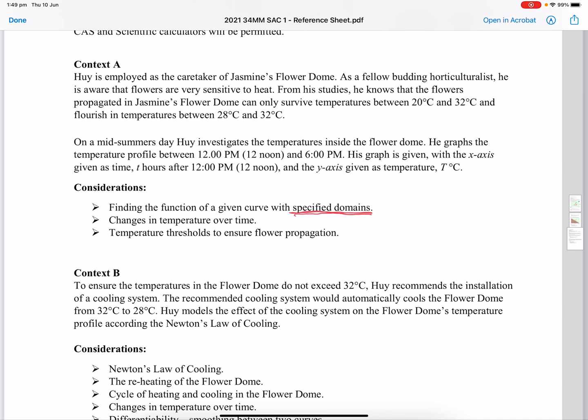Changes in temperature over time might involve you having to find derivatives, and the temperature thresholds to ensure flower propagation. So when it goes above 32 or it might drop below 20, then the flowers aren't going to survive. So you've got to make sure that those thresholds are upheld.